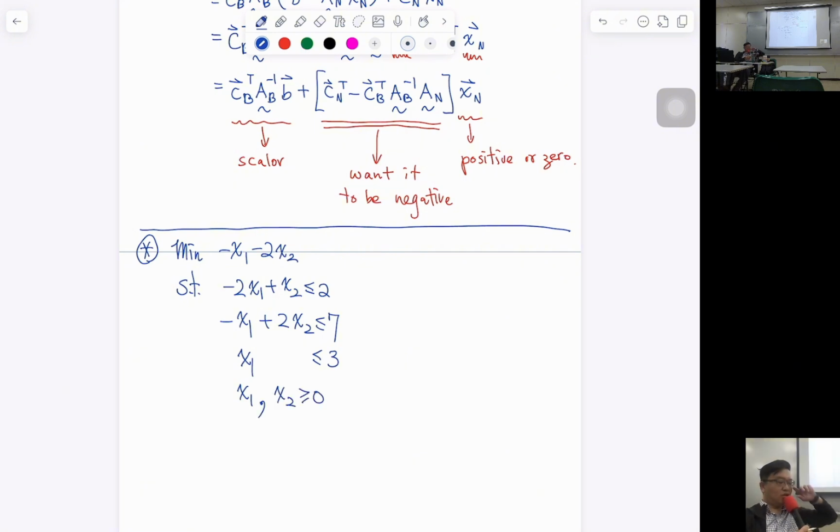Okay, so this is a standard linearized problem. However, they are not equality constraints yet. They are all linear, but not yet becoming equalities. So what do we do? We will introduce slack variables.